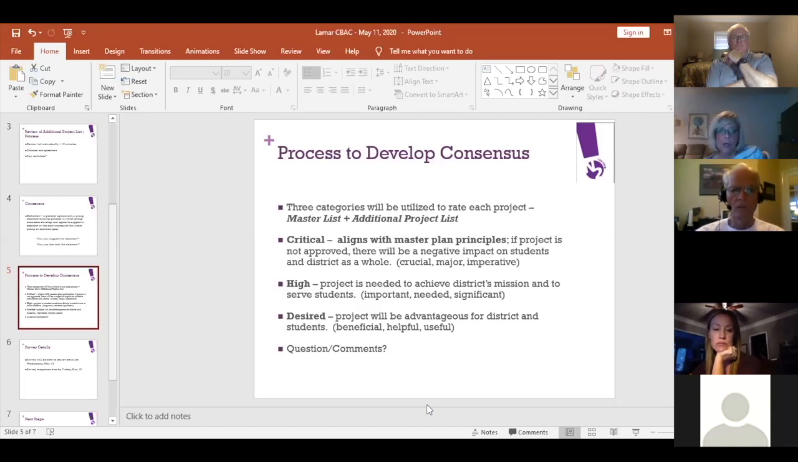The next category would be high. The project's needed. It's needed to achieve our mission. It's needed to serve kids. It's important. It's significant. And then, of course, there are going to be some projects that are desired. The project will be advantageous for the district and students. It's beneficial. It's helpful. It's useful. We want everyone individually to rank all these projects. So, questions, comments?